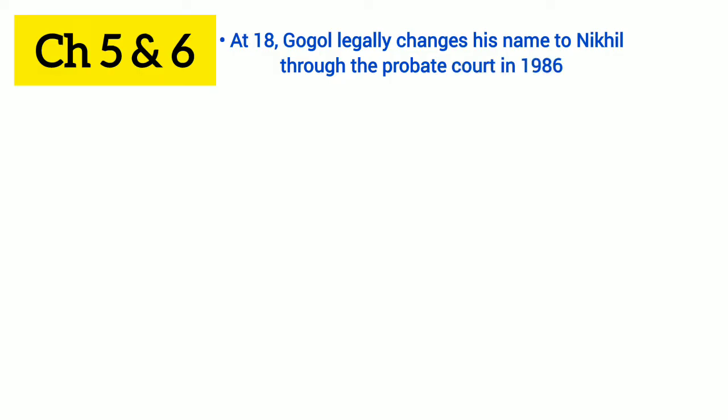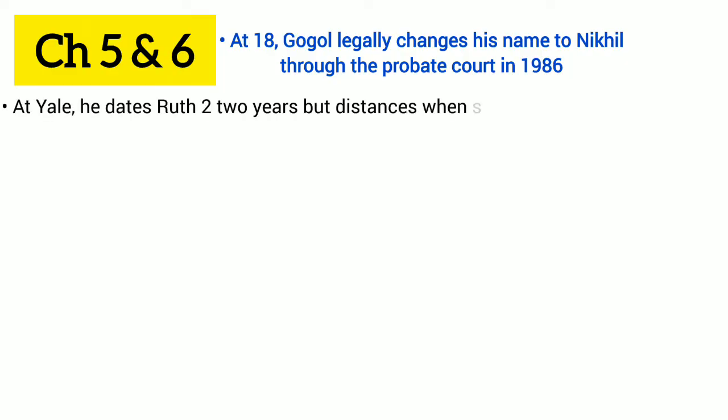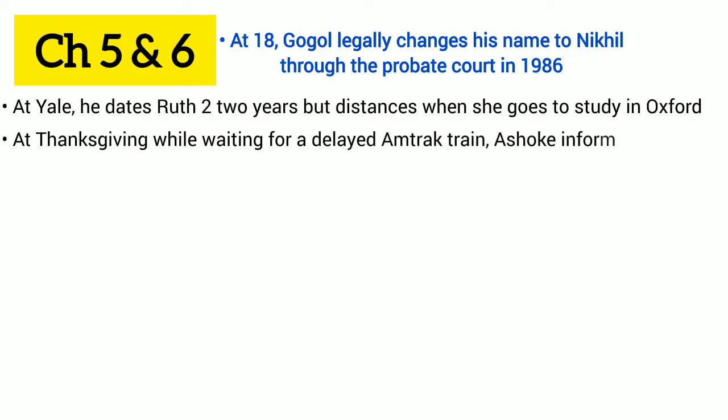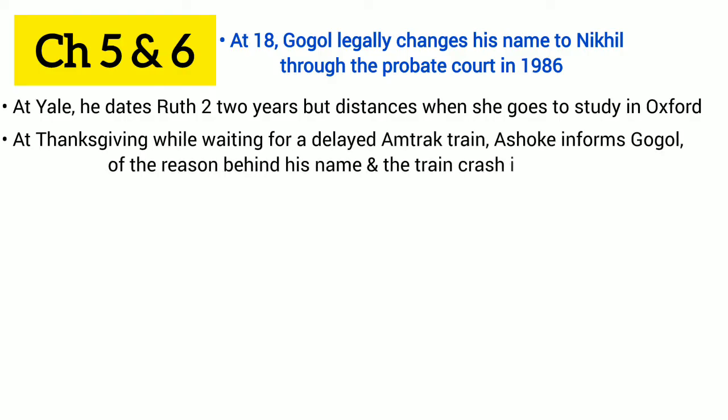At age 18, before heading to Yale for undergraduate studies, Gogol legally changes his name to Nikhil through the probate court during the summer of 1986. While at Yale, he struggles to fully embrace his new identity, dating Ruth for 2 years but grows distant when she goes to study in Oxford. The following year during Thanksgiving, while waiting for a delayed Amtrak train, Ashok informs Gogol of the reason behind his name and the train crash incident.